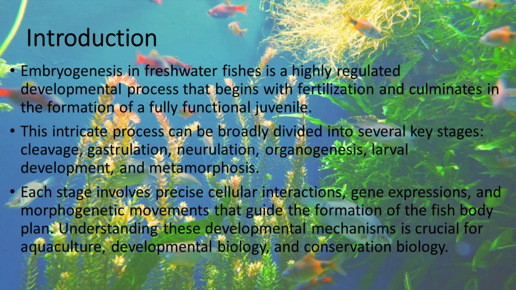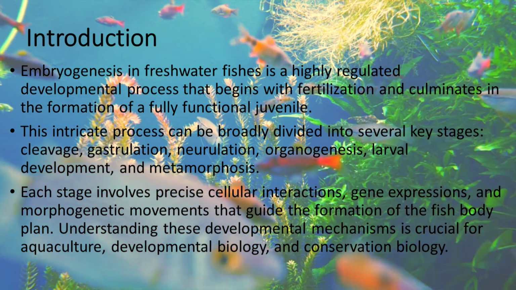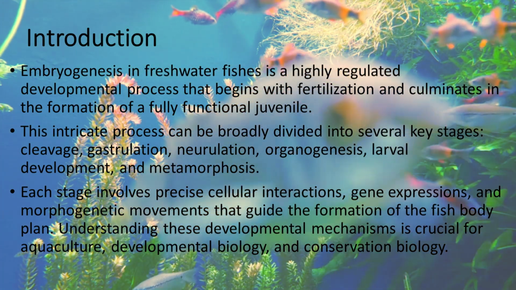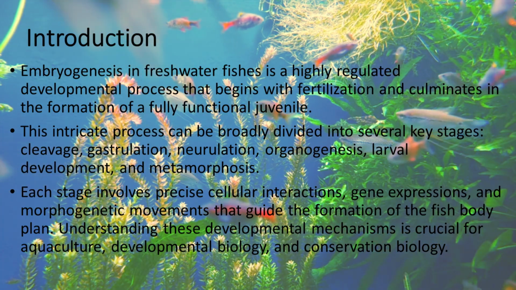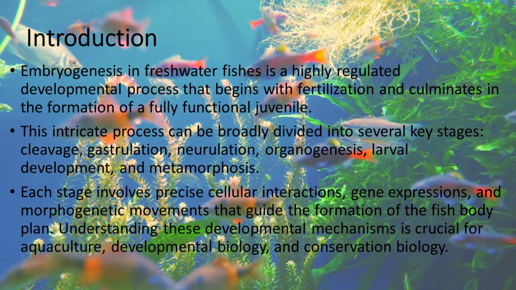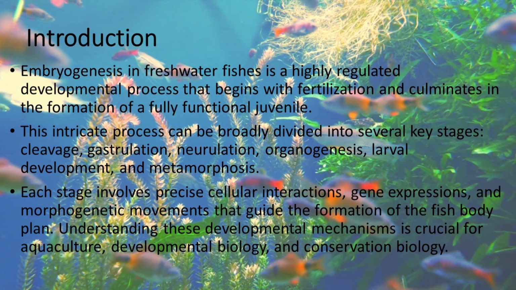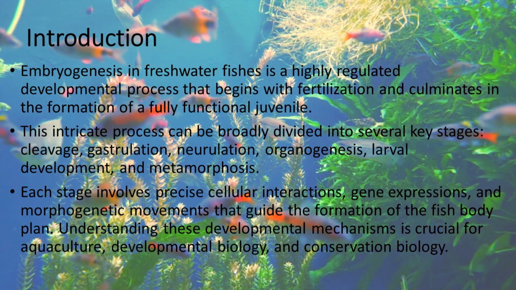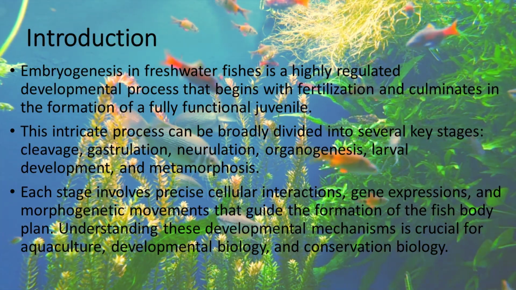Introduction. Embryogenesis in freshwater fishes is a highly regulated developmental process that begins with fertilization and culminates in the formation of a fully functional juvenile. This intricate process can be broadly divided into several key stages: cleavage, gastrulation, neurulation, organogenesis, larval development, and metamorphosis. Each stage involves precise cellular interactions, gene expressions, and morphogenetic movements that guide the formation of the fish body plan. Understanding these developmental mechanisms is crucial for aquaculture, developmental biology, and conservation biology.